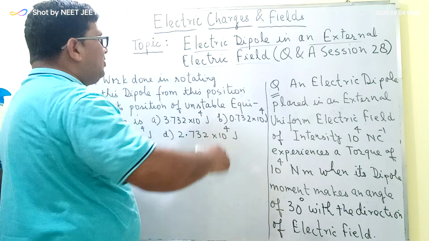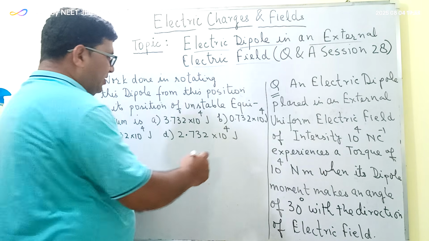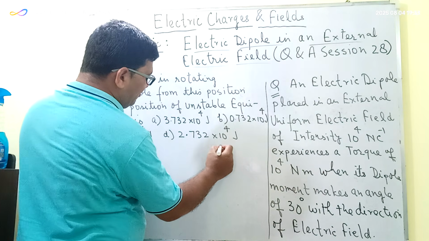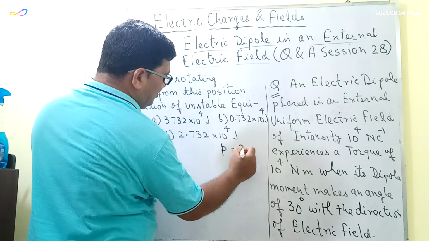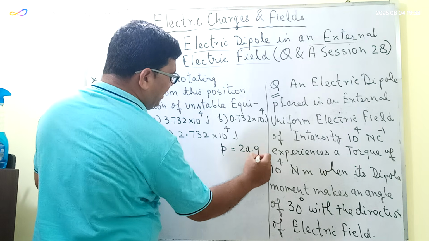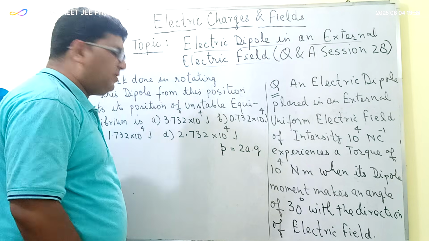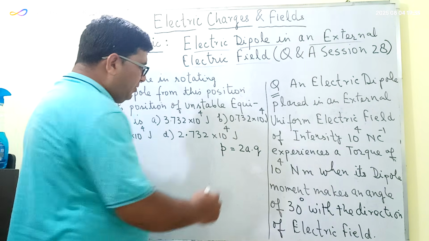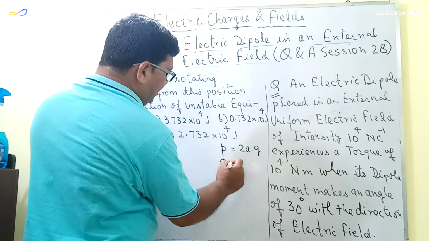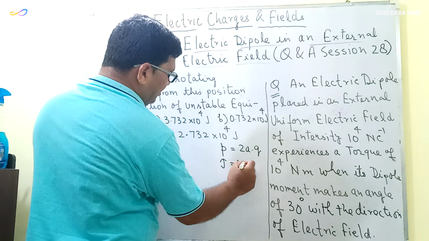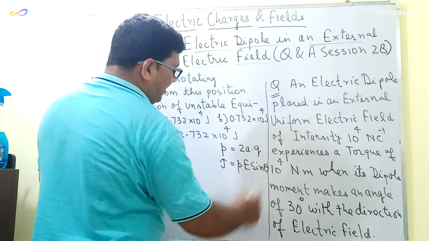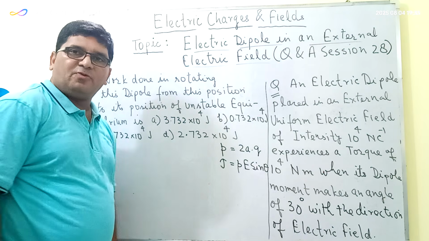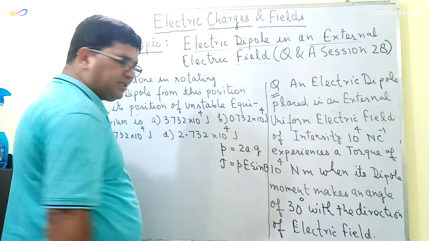In sessions number 24 and 26, we have learned three important formulas. The first one was the dipole moment, that is p is equal to 2a into q. Now 2a is the separation between the two charges of an electric dipole. The torque acting on an electric dipole when it is placed in an external uniform electric field is equal to pE sin theta.